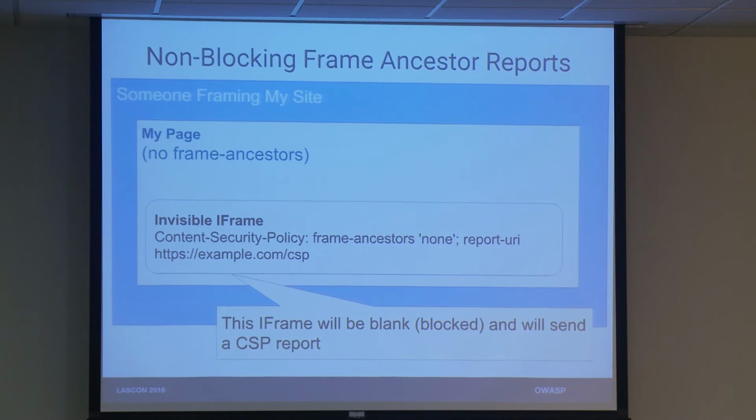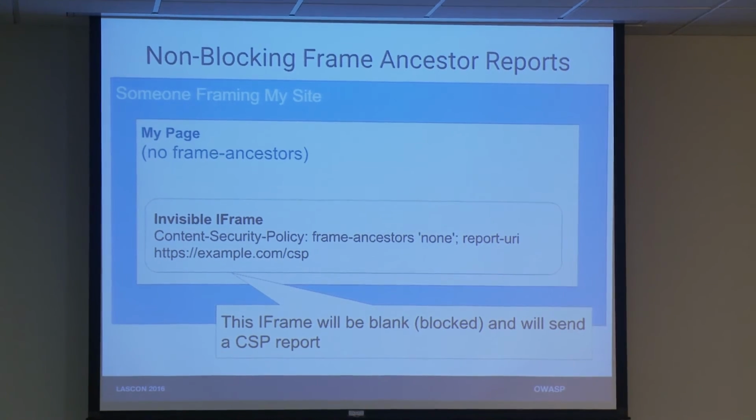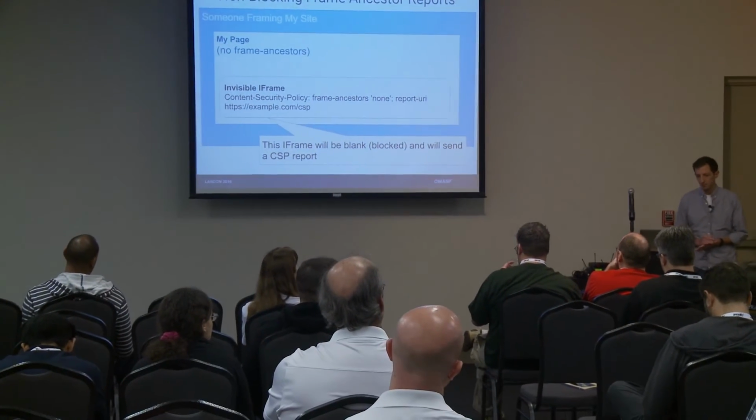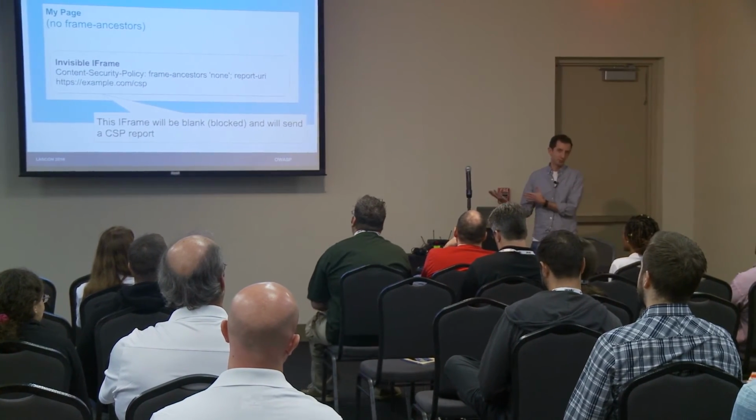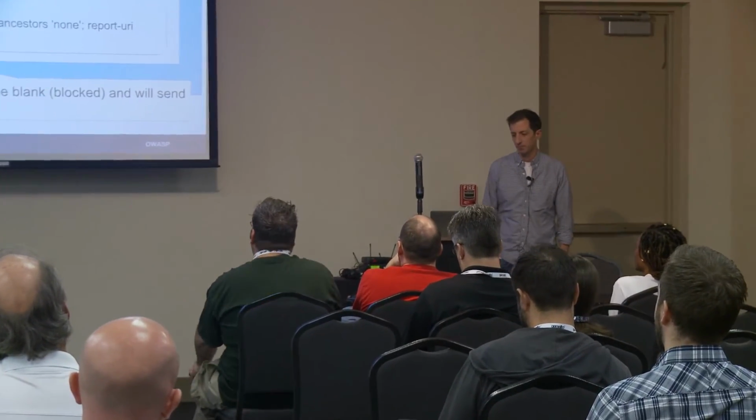So if we add an invisible iframe inside our site, which has a CSP header with frame ancestors and report-only, that invisible iframe might get blocked, but the report will still be sent. So our page will still function normally, and we'll be able to tell which sites are framing us. I guess you could set it to self or something like that. Yeah, but this one would be violated all the time. All right, any questions on that one?